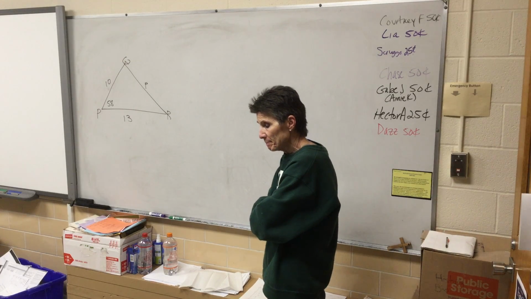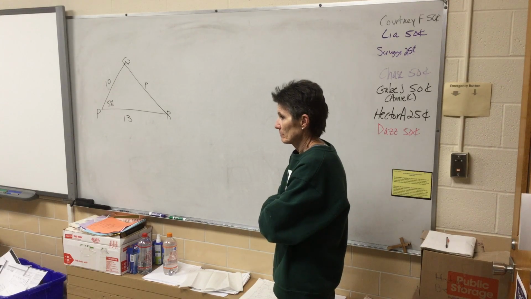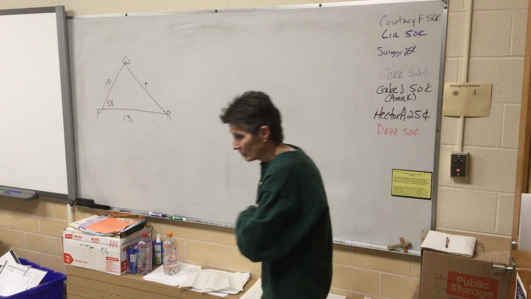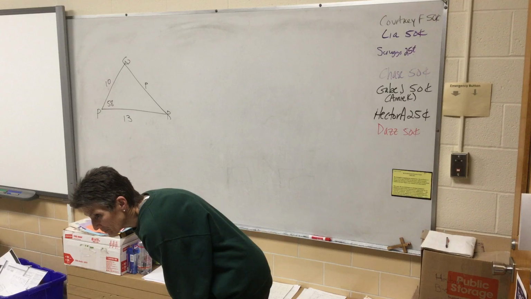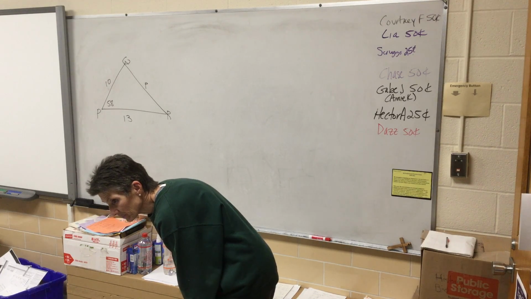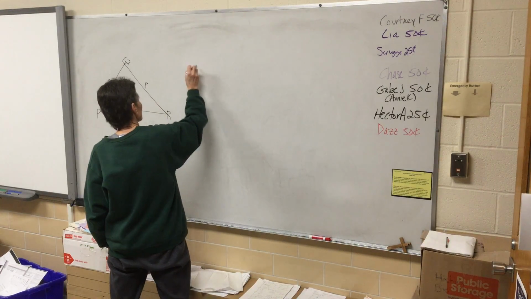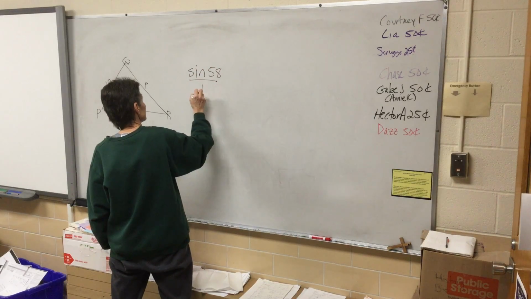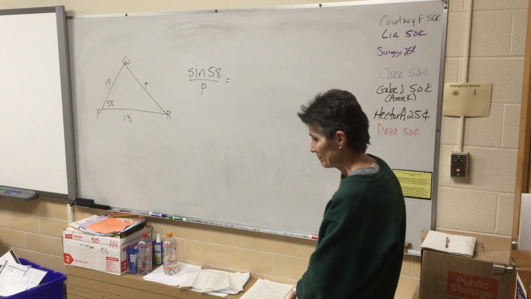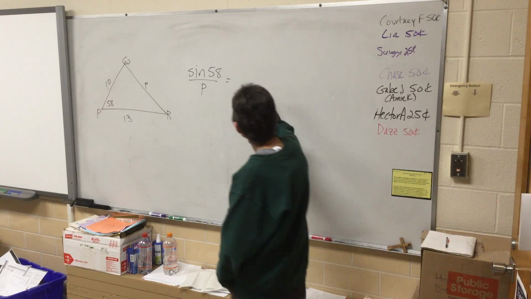All right, who's got a plan? Why are we so quiet? Isn't this the same thing that we just did? So what do you want to do? Is it sine 58 over p? So sine 58 over p sounds like a great way to start. What are you going to set that equal to? Would it be sine r over 10?